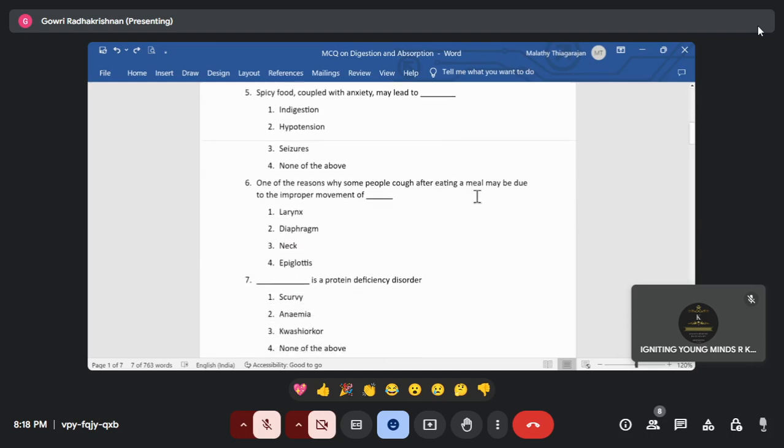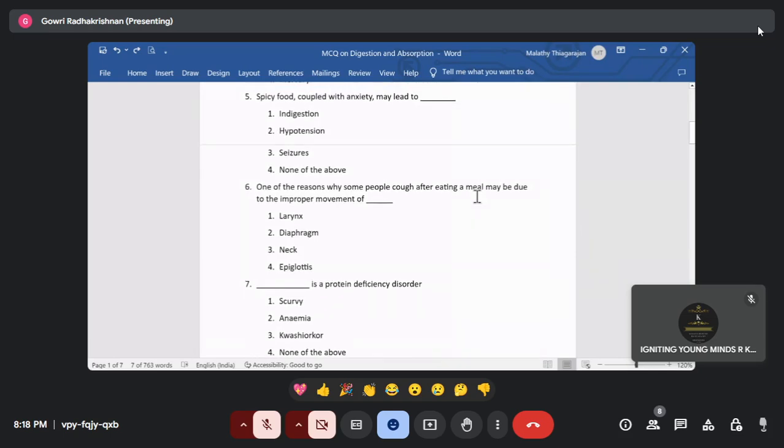All right. Fifth question. Spicy food coupled with anxiety may lead to... Ma'am, hypotension is low BP or high BP? Hypotension is low BP. Hypertension is high BP. Yes. Spicy food coupled with anxiety may lead to indigestion.